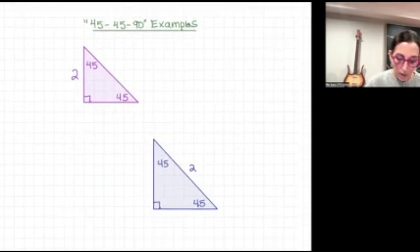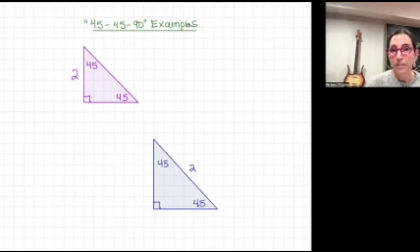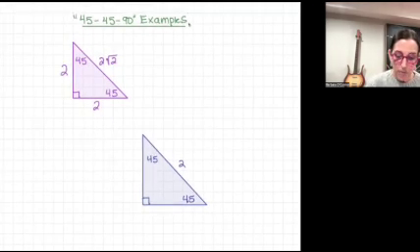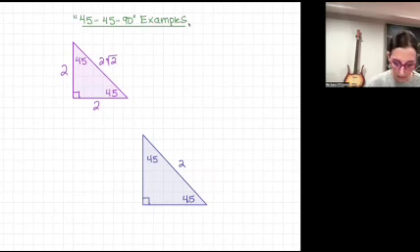There are only 2 ways to do a 45, 45, 90 triangle because both of the legs are the same. So let's say we knew the leg. If we know one leg is 2, well, the other one is also 2. And the hypotenuse is always the leg times root 2. So we're done. The harder case is where you're given the hypotenuse and you have to find the leg.